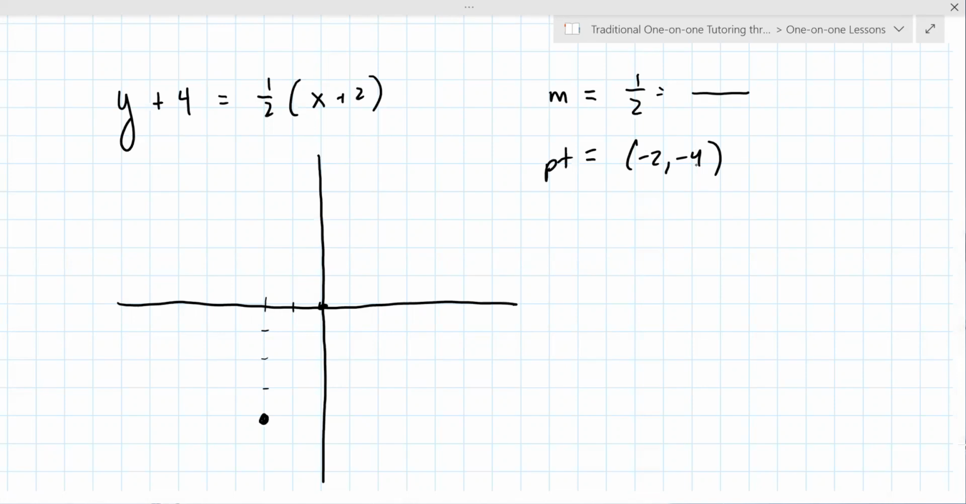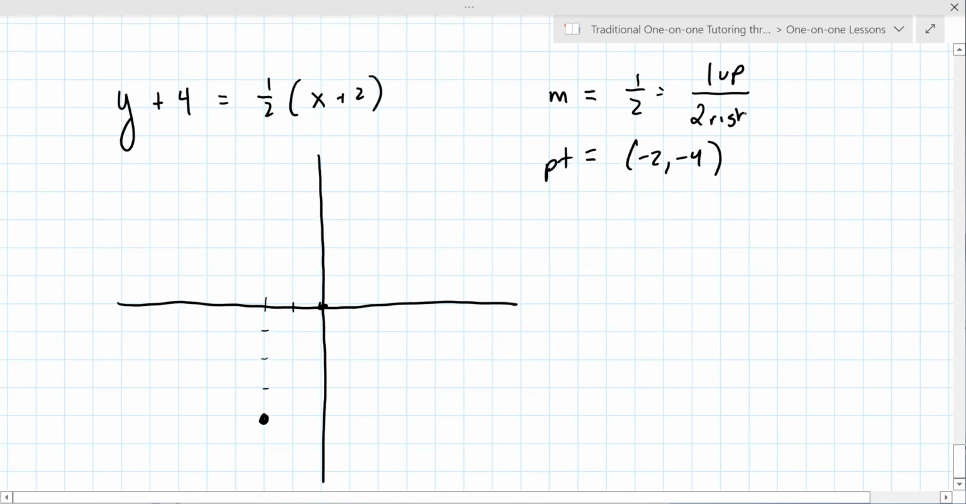Okay. Good. Now the slope, is it 1 up or 2 up? Two. For the slope right there, it's one up, it's rise, and then 2 to the right, run. So from your point, you're gonna go up 1 and right 2. And then you're gonna do it again. You're gonna go up 1 and right 2.